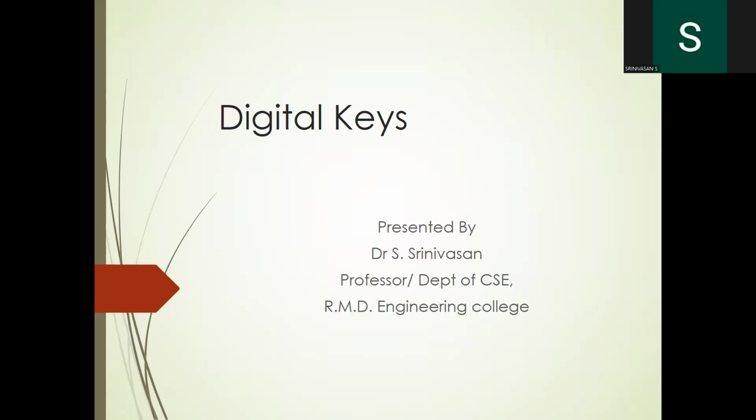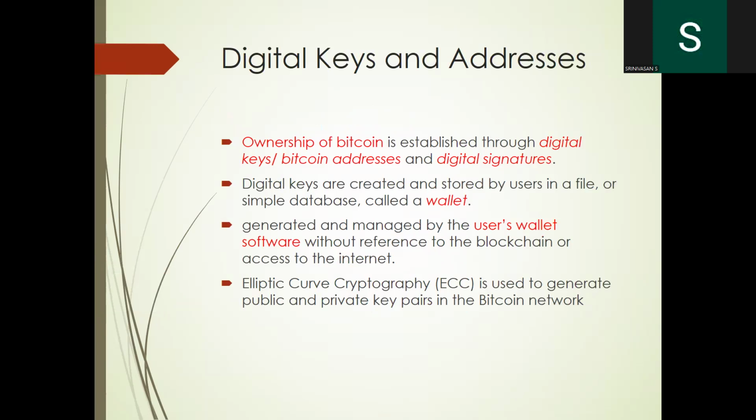In this session, I am going to talk about the digital keys in the Bitcoin network. The ownership of Bitcoin is established through digital keys as well as Bitcoin addresses. Typically, it uses digital signatures to confirm the ownership, and the digital signatures are created with the help of keys as well as the addresses.